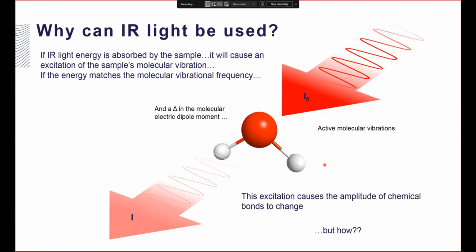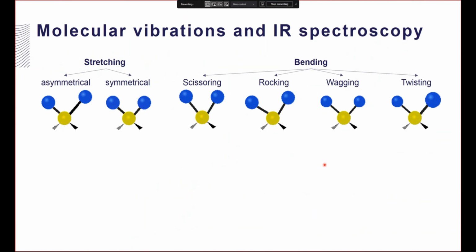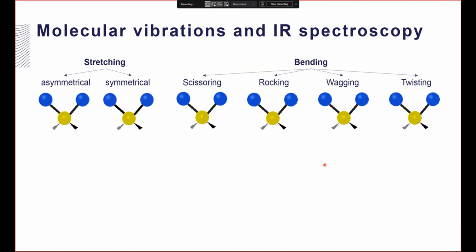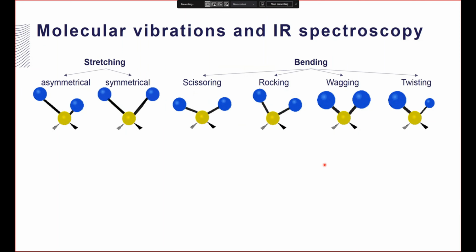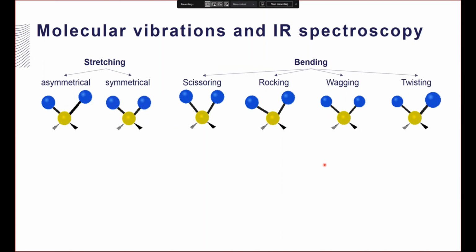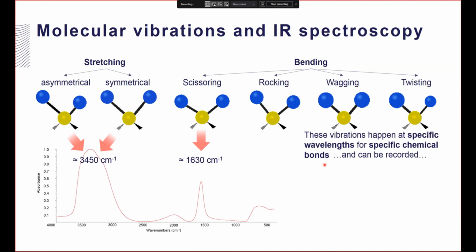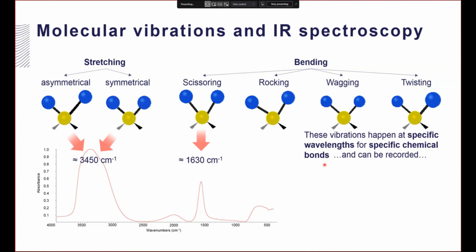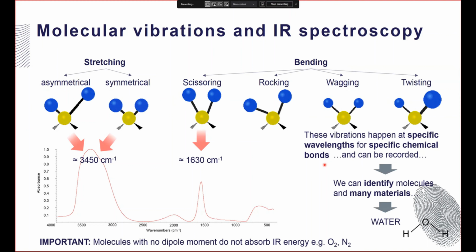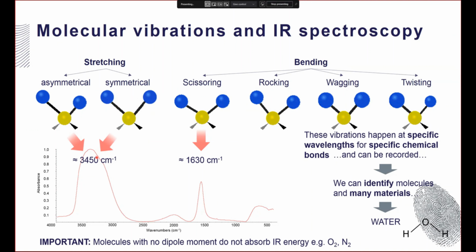But how are these molecules vibrating? They can basically stretch in a symmetrical or asymmetrical way, or they can bend. They can do it together, alternating, and they can do it in the plane or out of the plane of the molecules. These vibrations happen at specific wavelengths for specific chemical bonds, and they can be recorded. This way, we can identify molecules and many other materials. In this specific case, the recorded vibrations for these specific bonds tell us that this molecule is water.